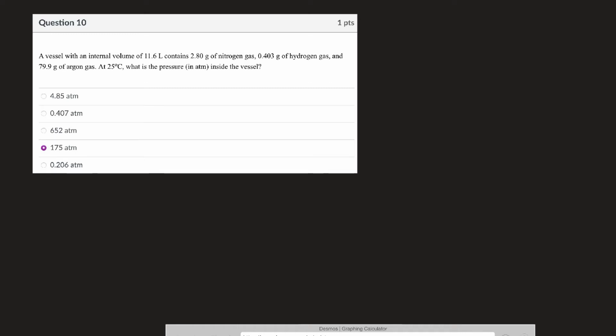All right, here's a couple of gas law questions. First one was the ideal gas law, and then I forget what the second one was about. Anyway, first one, a vessel contains, let me just write this down.